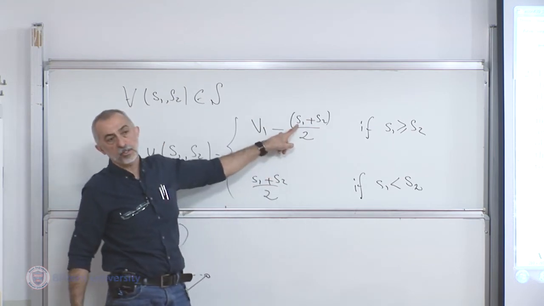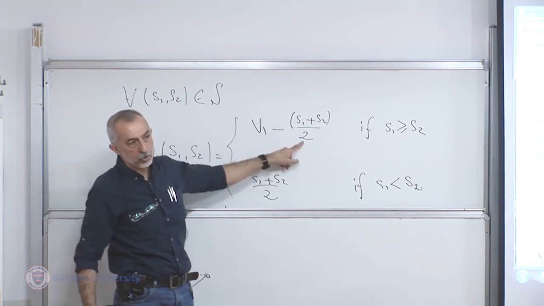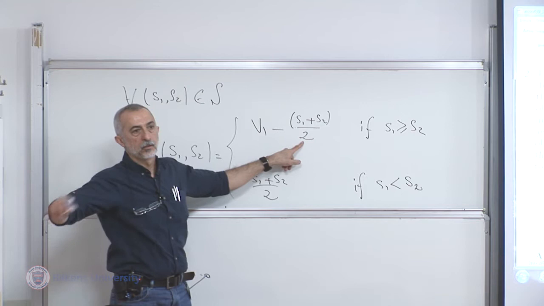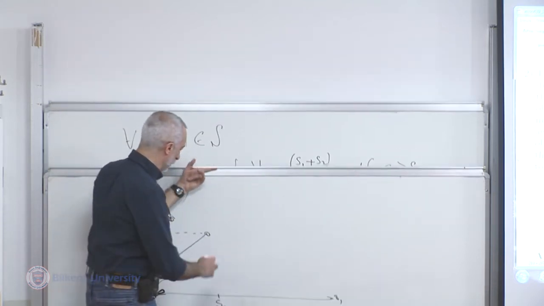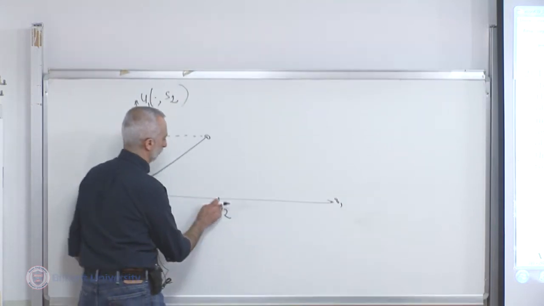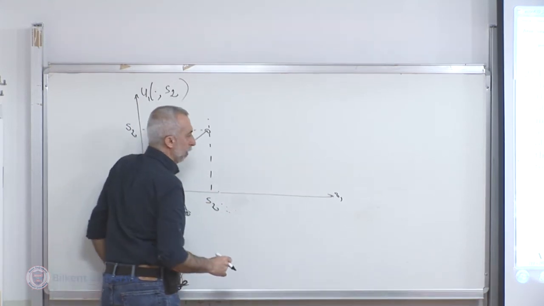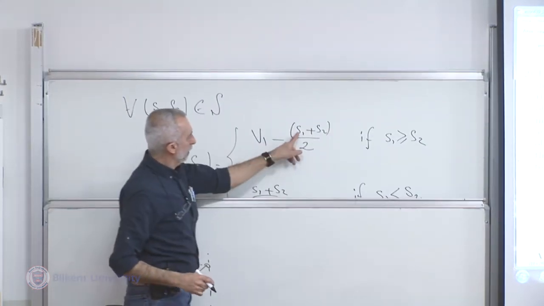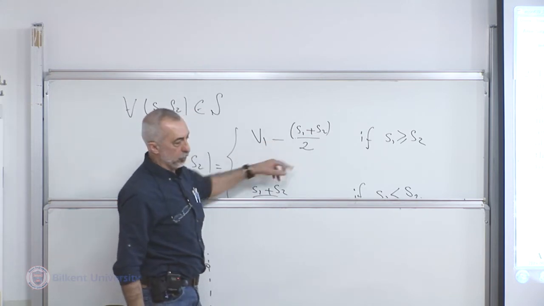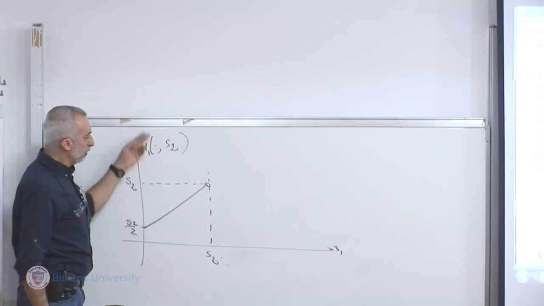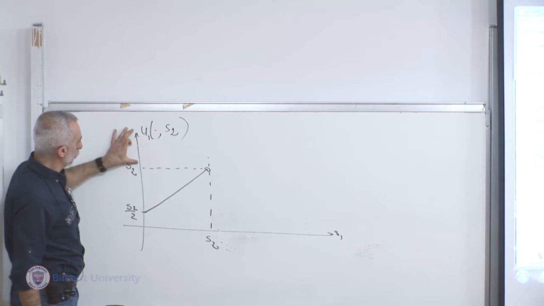Now past S2, that's the behavior of the function. That's again linear in S1. So it's again a line. Actually, it has a slope minus 1 over 2. So I'm going to draw a line with slope minus 1 over 2. And where does that line start? Okay. If I let S1 equal S2, that's V1 minus S2. So the question is, where does V1 minus S2 lie? Is it at this point in this region?